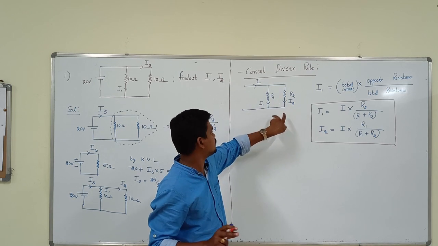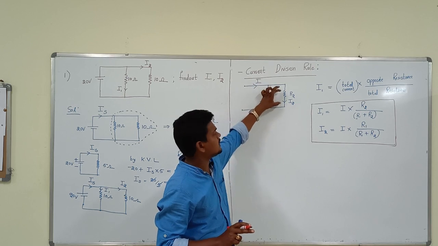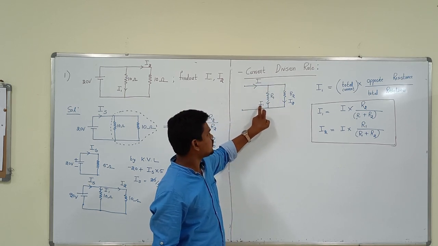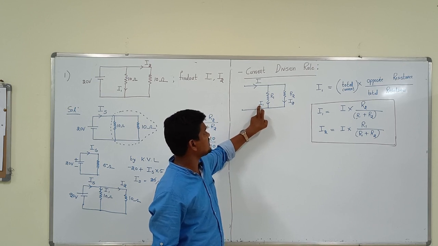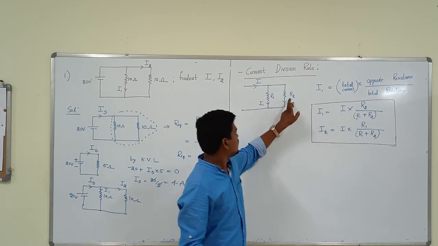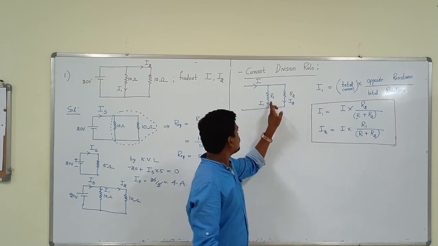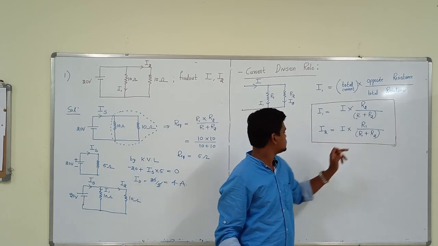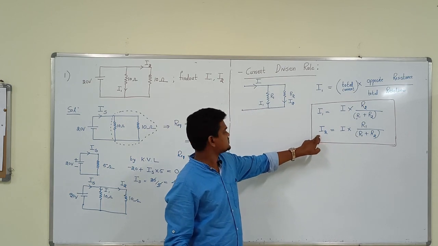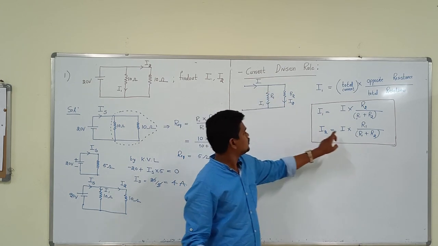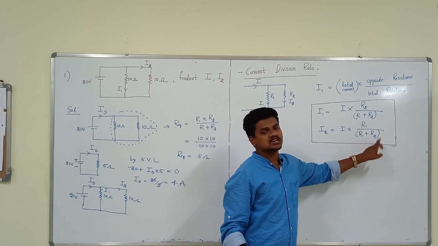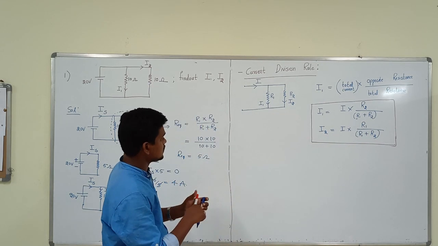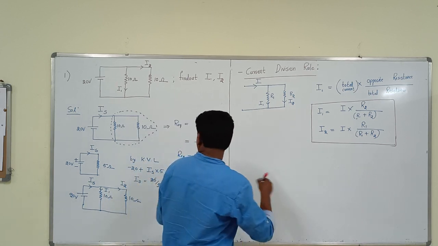Otherwise it is not applicable. Parallel. Look at here, R1 is parallel and R2 is parallel. The total current entering is I1. So in order to find out I1, the formula is total current into opposite resistance by total resistance, R1 plus R2. So in order to find out I2, same thing, total current into opposite resistance by R1 plus R2. Next, from that you can apply this formula.